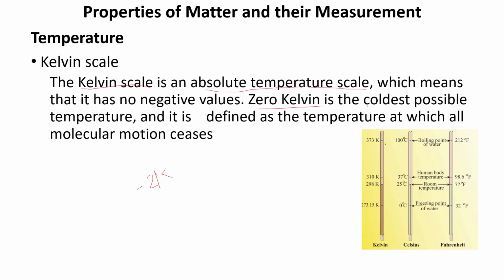So here is the measurement scale for all those three. Here the boiling point is 373 in Kelvin, 100 degrees Celsius, and 212 degree Fahrenheit. The human body temperature, room temperature, freezing point of water, and so on, you can compare across those three scales using this diagram.